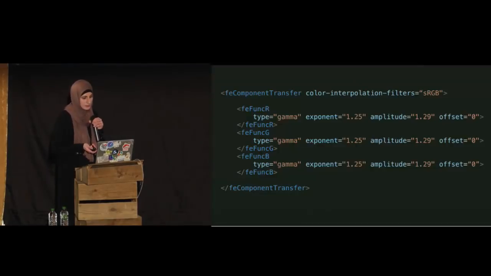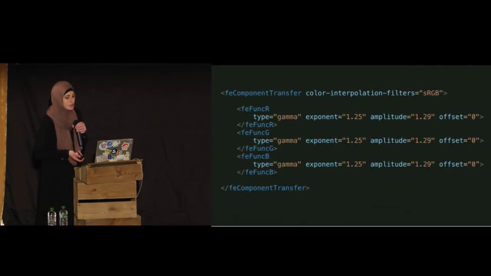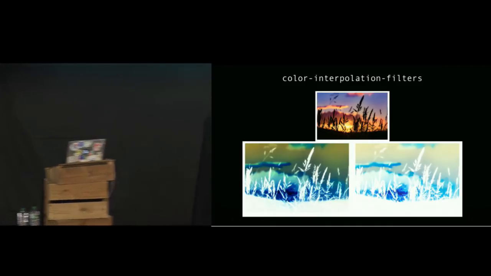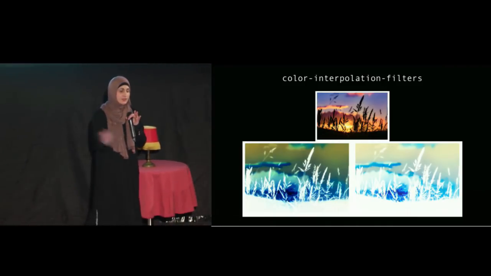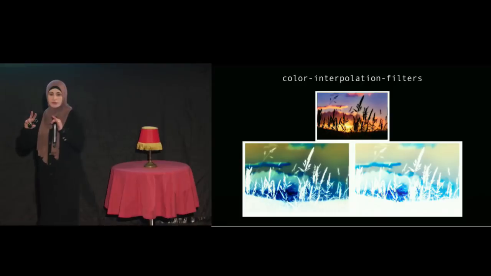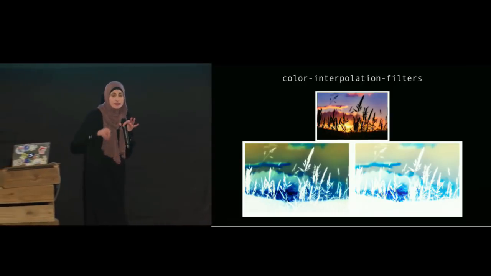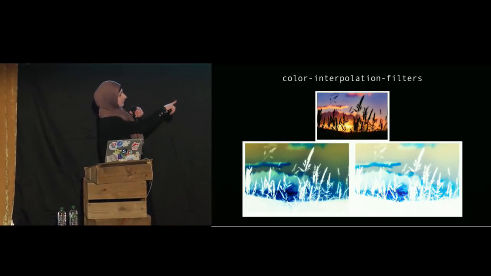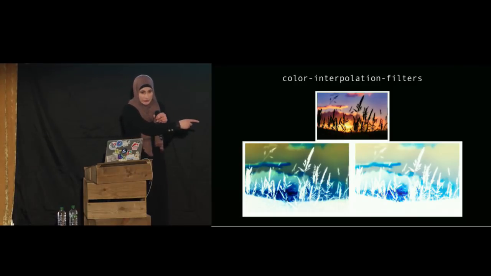Now, you may have noticed an attribute on the component transfer filter here. It's called color-interpolation-filters. This attribute is used to switch between the linear RGB space and the sRGB space. It is useful to get more desirable results when applying certain effects. For example, if you have an image and you want to invert the colors of that image, if you use the default linear RGB space, you're going to end up with the result on the right, which is not very desirable. The one you want is the one on the left with more intense colors.